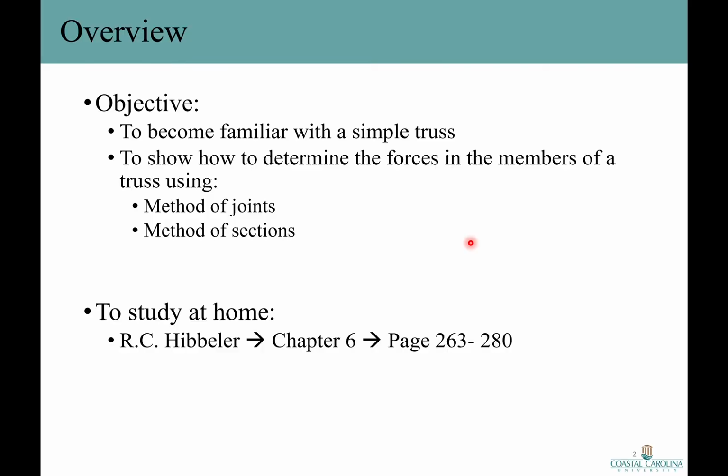Here is the overview of what we're going to go through today. The objective of this chapter is to become familiar with a simple truss. So what is a simple truss? And then to find out how to determine the forces in the members of a truss. And there are two different methods for this. The first method that we're going to cover today is the method of joints, and the second one is the method of sections. And here are the page numbers that you should study at home from chapter 6 of your textbook.